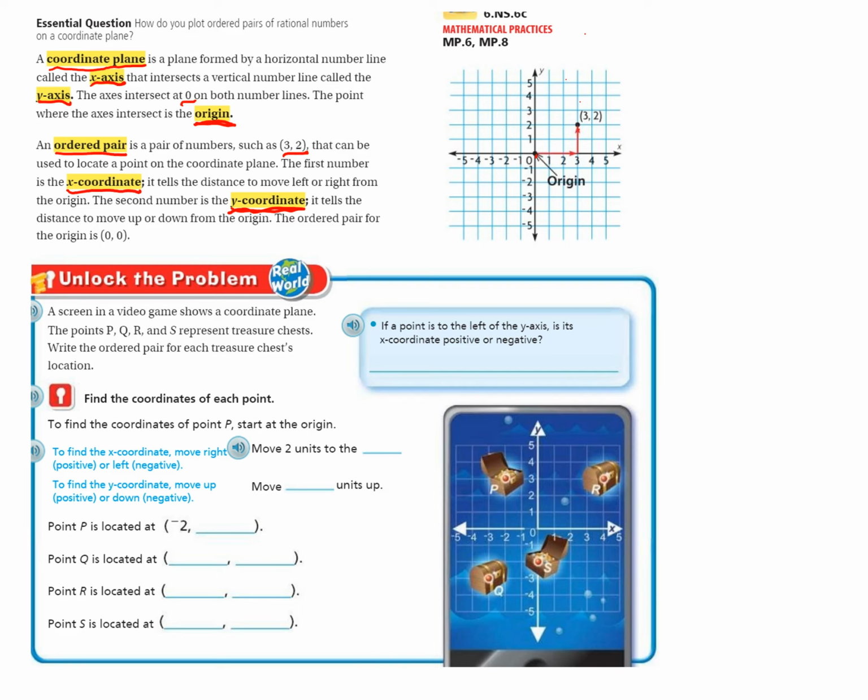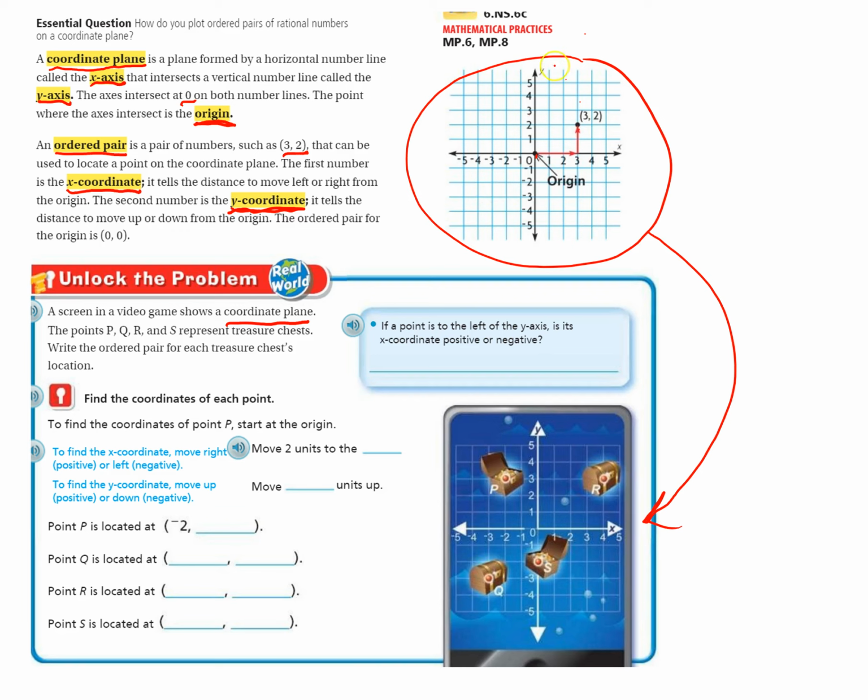A screen in a video game shows a coordinate plane. So see, the screen on the video game looks just like our coordinate plane up top. Remember, this whole thing is a coordinate plane. The points P, Q, R, and S represent treasure chests. So here's point P, point R, point S, and point Q.